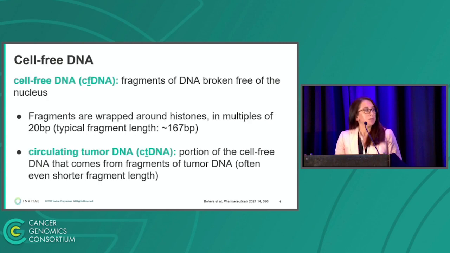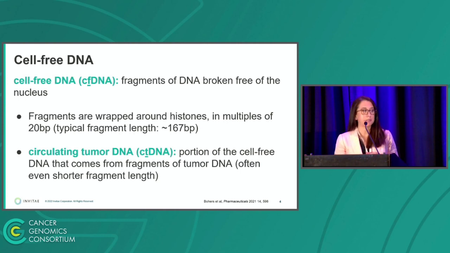Here we go. So just to set the stage, cell-free DNA, I'm sure many people in the room are familiar with it, but it is fragments of DNA that have broken free of the nucleus. Most often comes from dying white blood cells, and it is made up of fragments wrapped around histones in about 20 base pair segments. And on average, that fragment length is in the ballpark of 167 base pairs. It also has a very short half-life.